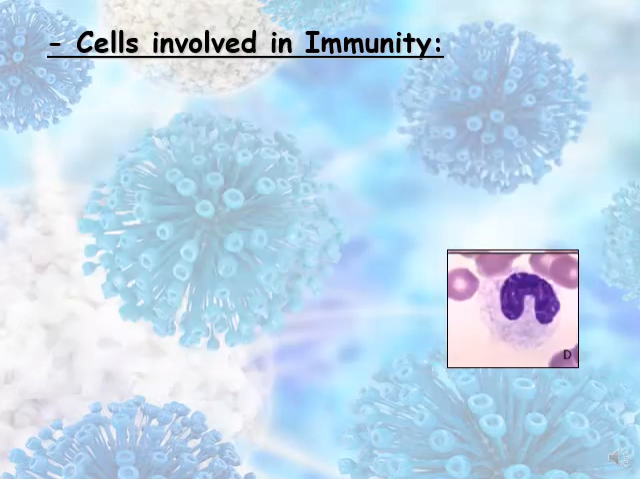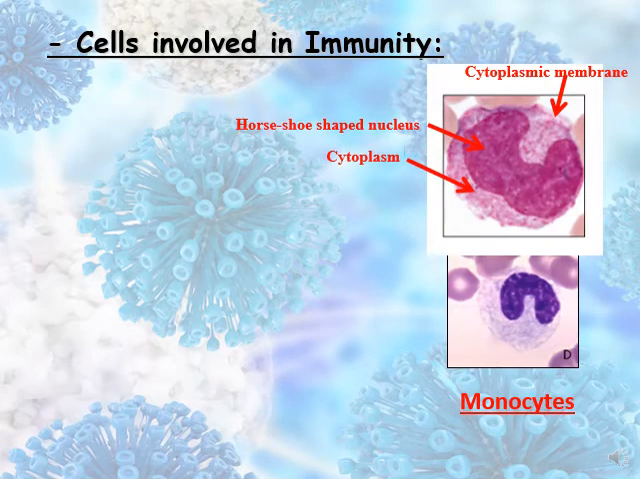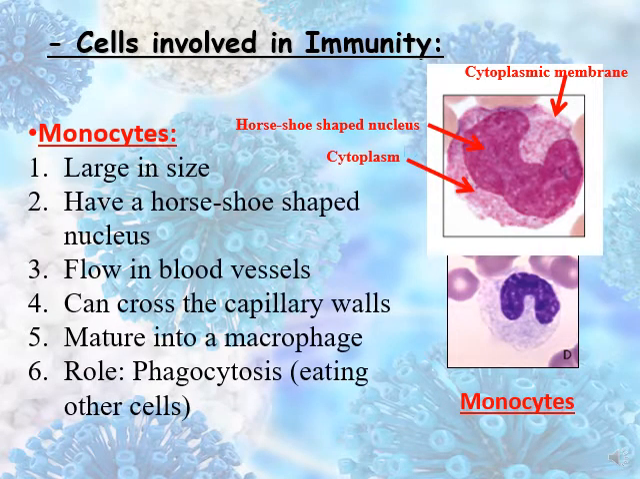Monocytes are cells involved in immunity. What do they have? They have a horseshoe-shaped nucleus. They are large in size, flow in the blood vessels, can cross the capillary walls, mature into macrophages, and have a role in phagocytosis. So we can identify them through their horseshoe-shaped nucleus.